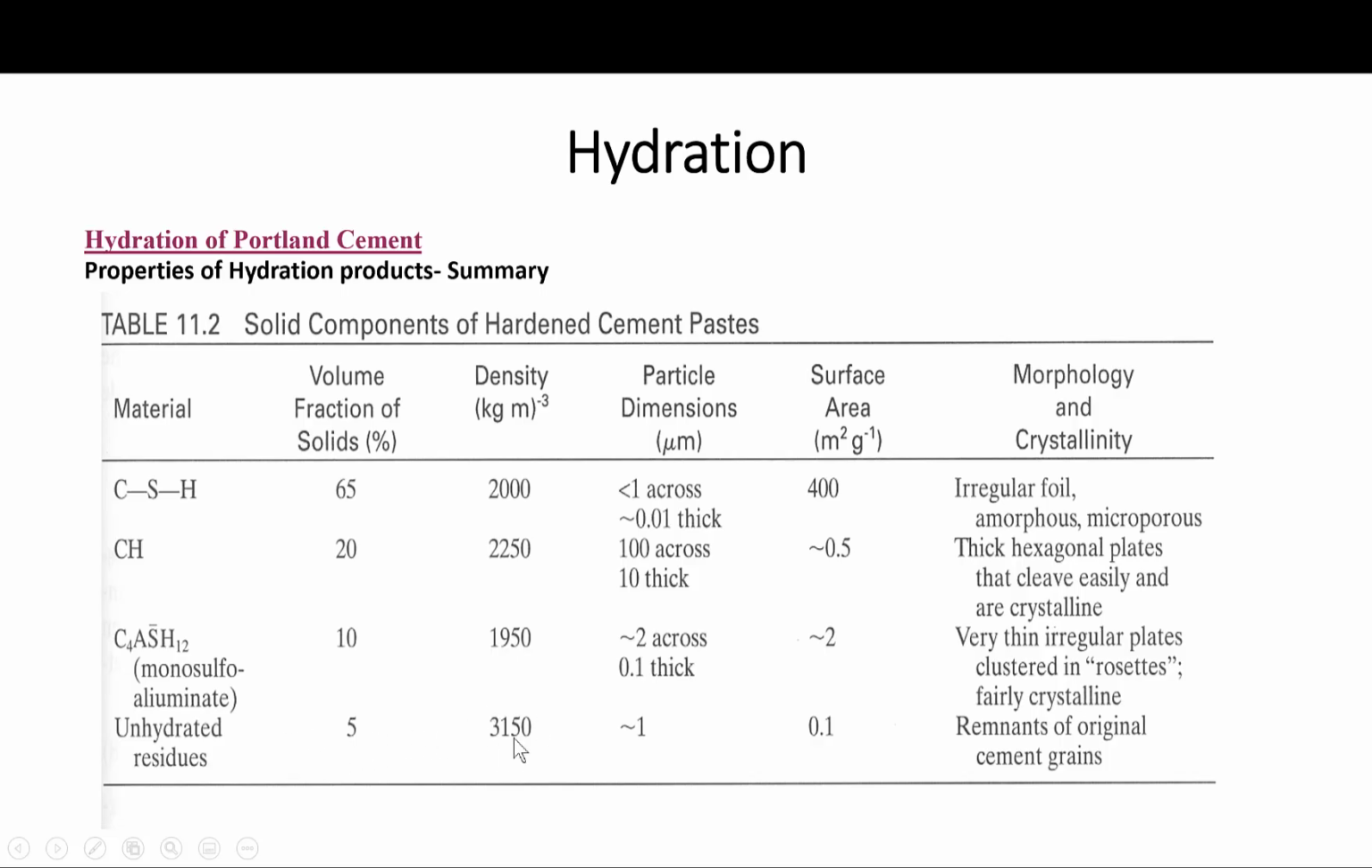Of course, this is the density of the cement. The particles roughly 1 micrometer. Surface area about 0.1 square meter per gram. And its morphology, of course, this is a remnant of the original cement. So whatever the morphology of the cement, that's it.